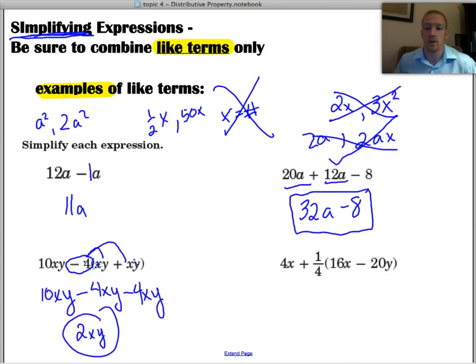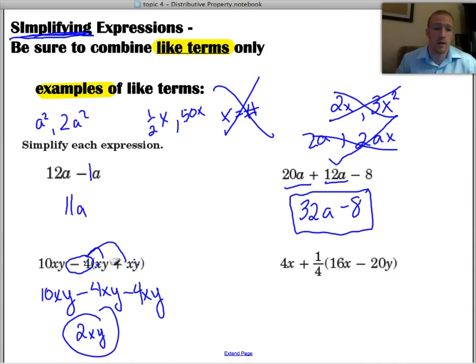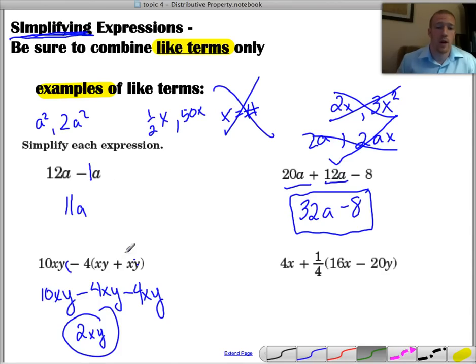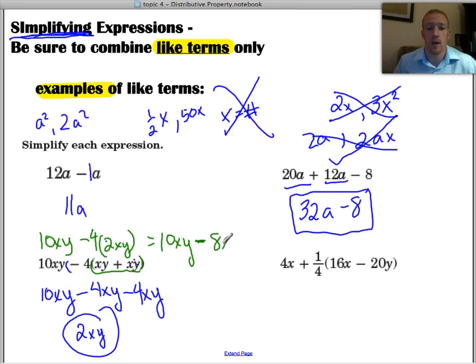There's my answer. All right, I could have done this more easily if I had been cleverer and combined these first since they're in the parentheses. So xy plus xy is 2xy, and that's a 10xy minus 2xy, or 4 times this. So that's 10xy minus -4 times 2 is -8xy, and gives me 2xy.